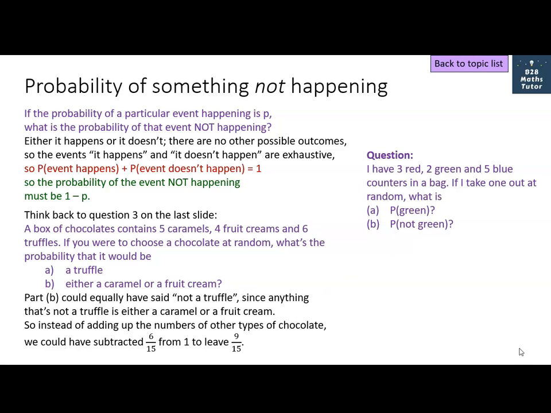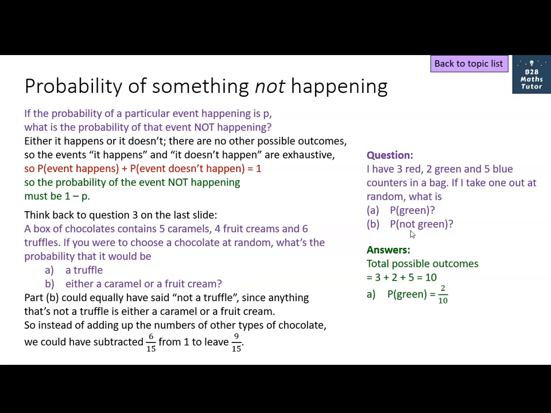Okay, the answer. Well, we've got 3 red, 2 green and 5 blue counters. So in total, that's 3 plus 2 plus 5 is 10 possible outcomes. And the number of those possible outcomes that are green is 2. So the probability of getting green is 2 out of the 10 possible outcomes.